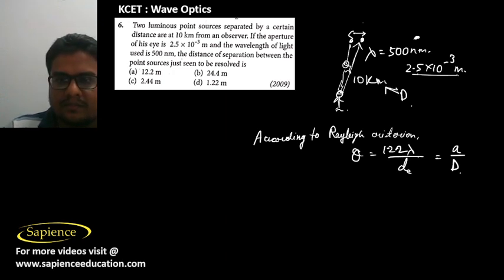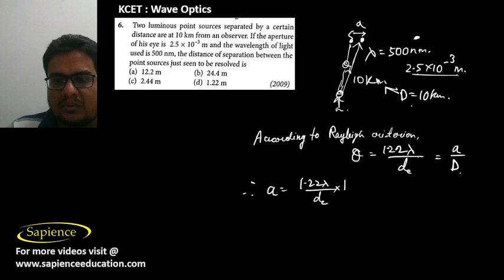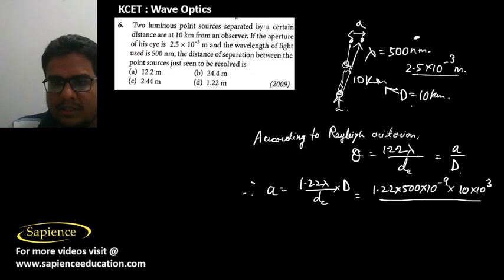So D is equal to 10 km, and this A we have to find. A is the distance of separation between the two point sources. Therefore A will be equal to 1.22 lambda by dE into D. So this will be 1.22 into lambda, that is 500 nanometers, 500 into 10 power minus 9, into D, that is 10 into 10 power 3, since it is 10 kilometers, divided by dE, which is 2.5 into 10 power minus 3 meter.